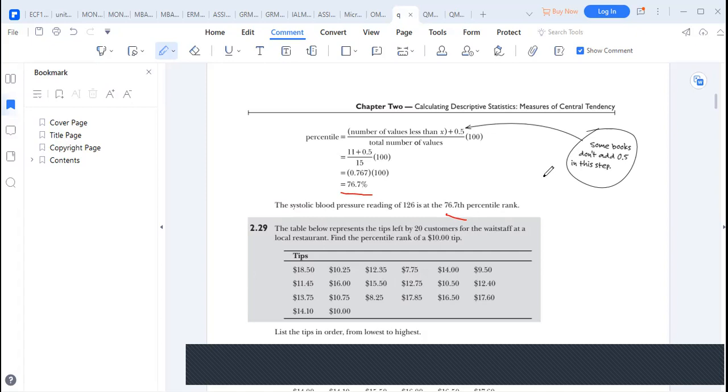So, of course, some books will not add. It will still be correct if you just take 11 directly and divide by that.